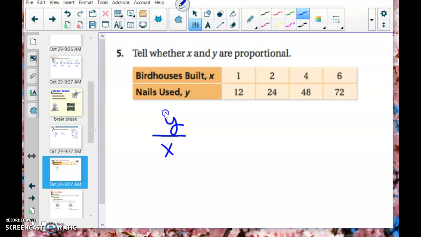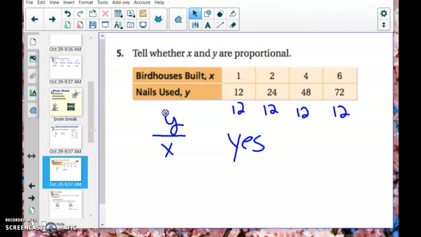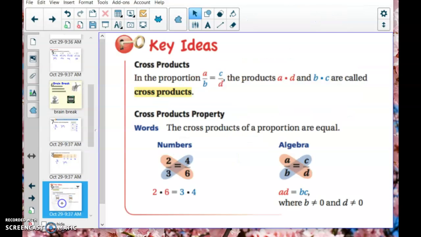Alright, when you do y divided by x, 12 divided by 1 gives you 12. 24 divided by 2 gives you 12. 48 divided by 4 gives me 12. And 72 divided by 6 also gives me 12. So these would be a proportional table for birdhouses built and the number of nails used.